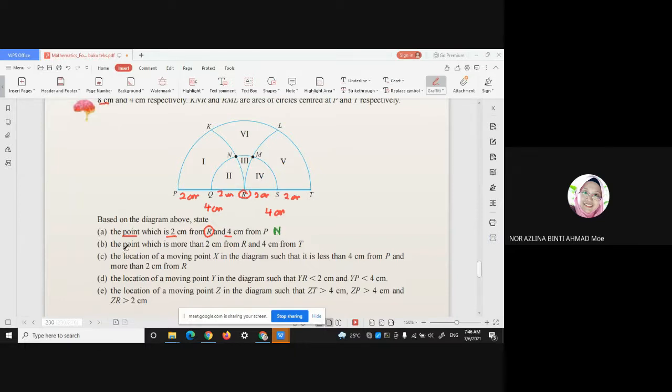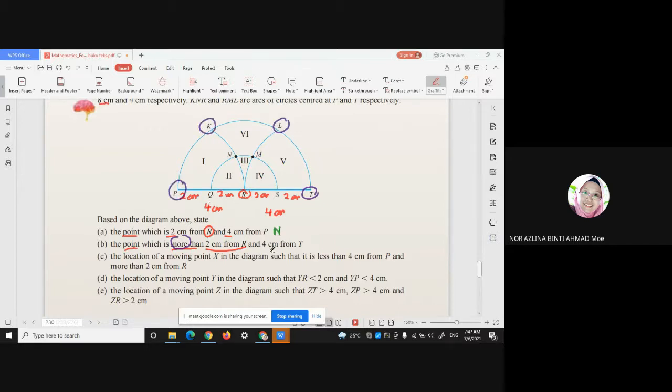For B, the question asks you point, which is more than 2 cm from R. So this is center R. More than 2 cm. We know this curve is 2 cm. Okay, I use another color, let's say purple also. More than 2 cm from R. Here, 2 cm, so we don't want 2 cm. We want more than 2 cm from R. So more than 2 cm can be T, L, K, and P.